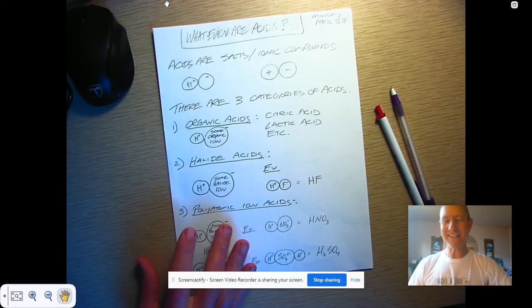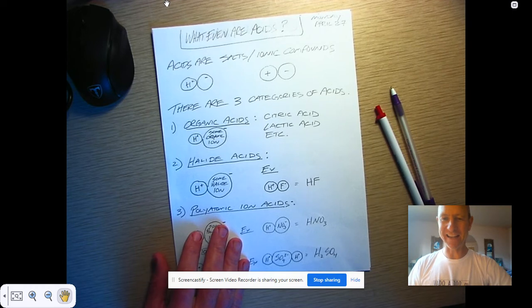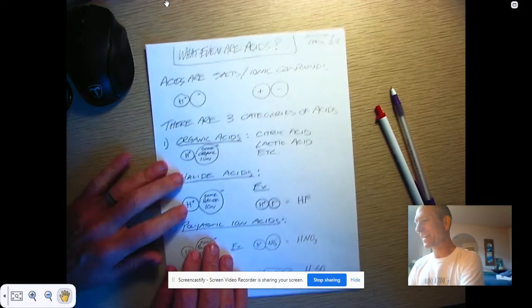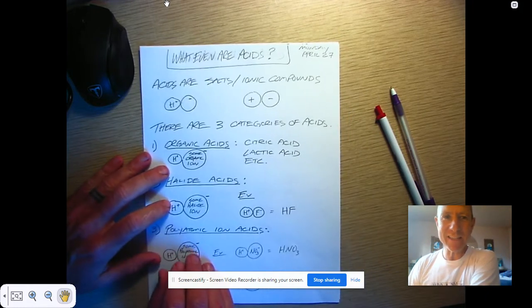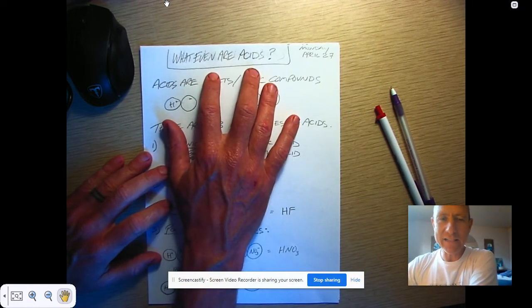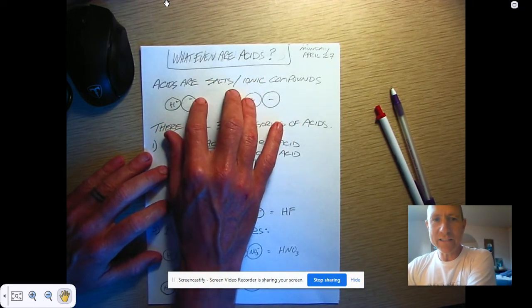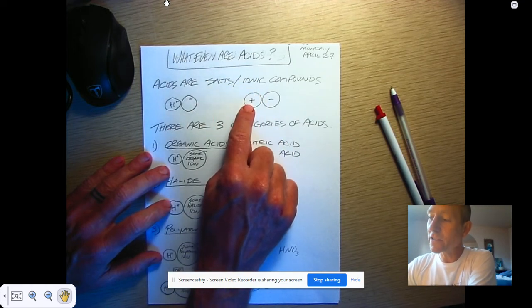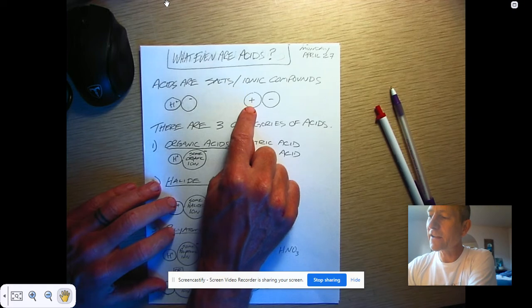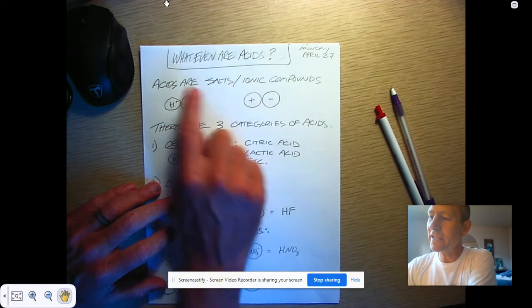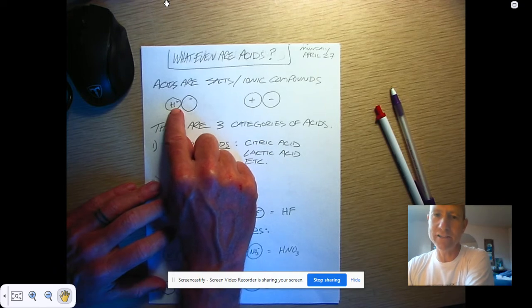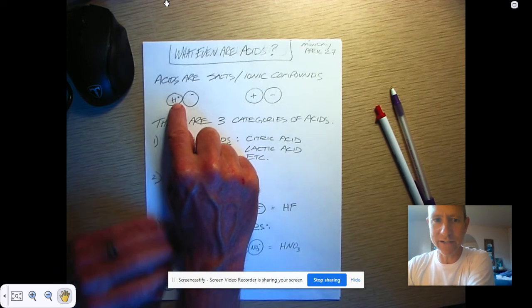So here we are talking about acids again. I guess we're doing that every day now, huh? Gonna keep doing it every day. So we started with this. What even are acids? We learned that acids are salts, and all salts are a cation and an anion. But in the case of acids, the cation is always a hydrogen ion. So that's the only thing that makes it an acid, we're saying.